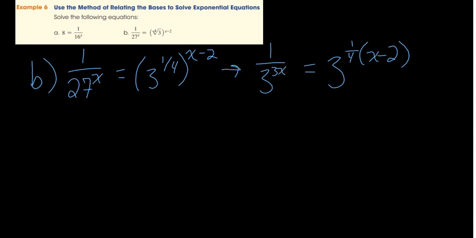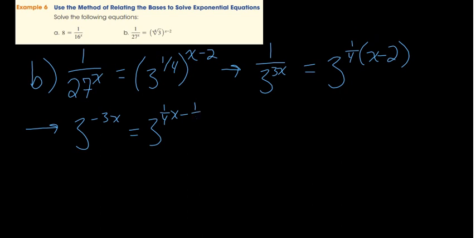Okay. And obviously, like in the previous example, we're going to have to put both my bases into my numerator. So I'm going to have a 3 raised to the negative 3x power, and that's going to be equal to... let's just go ahead and distribute this 1/4 here. So it's going to be 3 raised to the 1/4 x minus, and then 1/4 times 2, that's just going to be 1/2. So that's good.